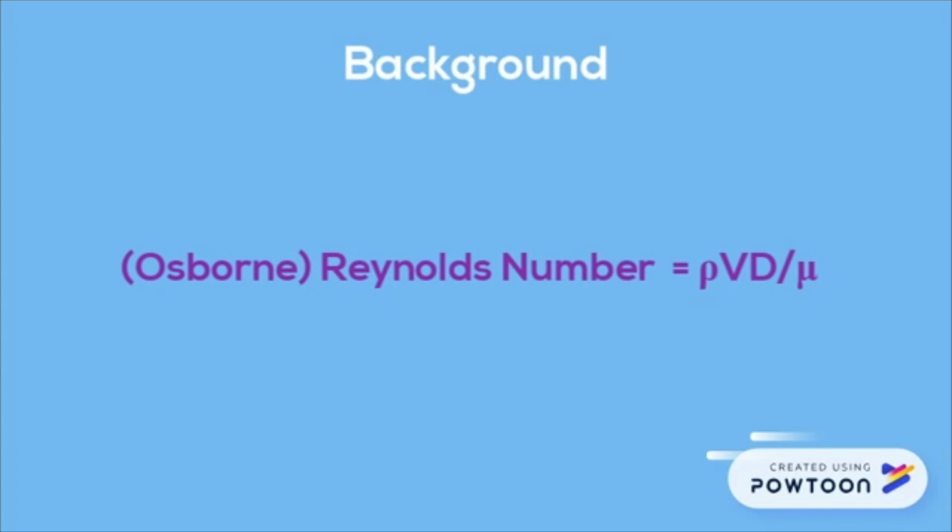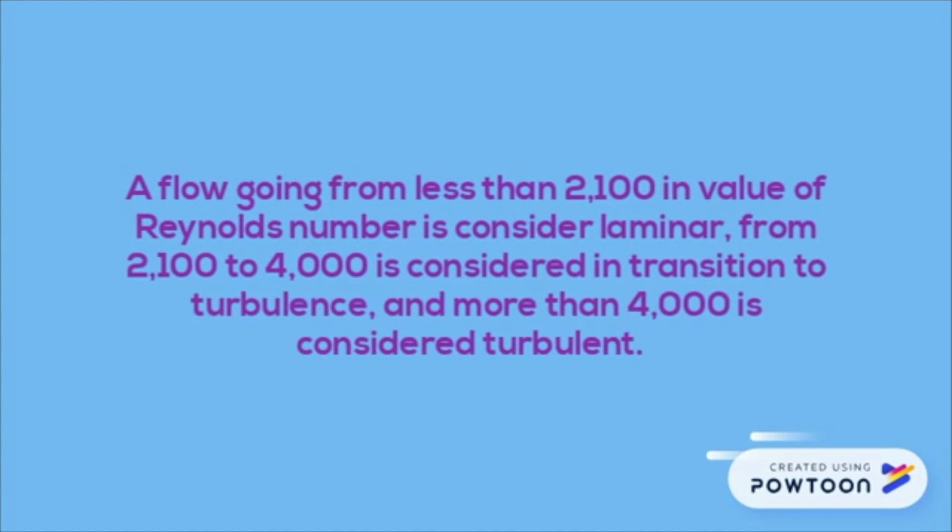So Osborne-Reynolds number is density times velocity times the diameter of the tube, all divided by viscosity. And one of the most important parts of his rule is a flow going from less than 2,100, where the value of Reynolds number is considered laminar flow. From 2,100 to 4,000 is considered in transition to turbulence, and more than 4,000 is considered turbulent.